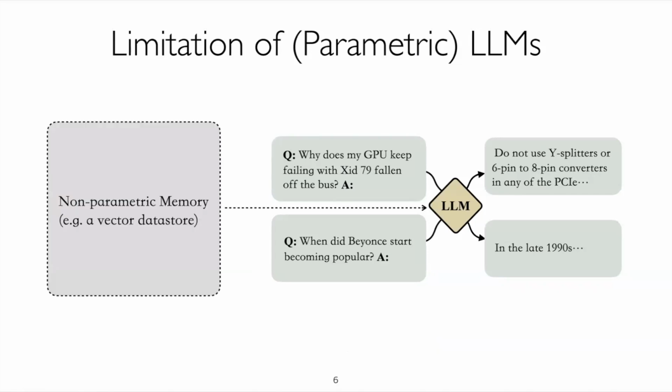This really motivates a group of methods that try to augment large language models using non-parametric memory. The most commonly seen nowadays is augmenting them with a vector data store, for example, where the model could retrieve information that complements its parametric knowledge from this data store.